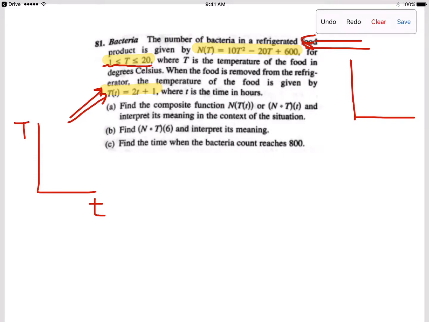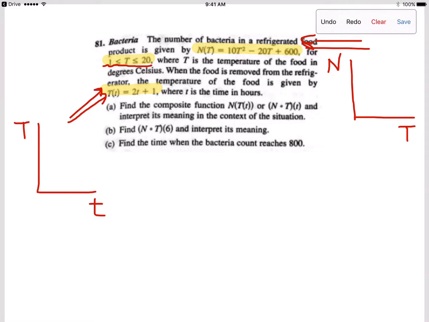the inequality that was given is a restriction on the domain. What that means is that the model that is given, N of T, will only work for T values that exist between 1 and 20. So it's a very specific model that only talks about temperature between 1 degree and 20 degrees Celsius. Outside of those input values, the model does not fit. Again, with N of T, temperature, T, is the input variable, and your output technically is going to be N, which is the number of bacteria.